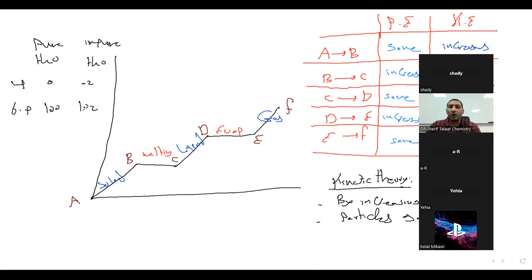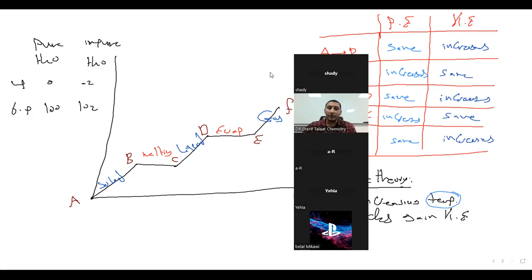How can you know whether it is pure or impure from the melting and boiling point? By measuring the melting and boiling point. If we have a fixed or sharp melting and boiling point, the material is pure. If we have any difference, it is impure. Okay. This is number one.